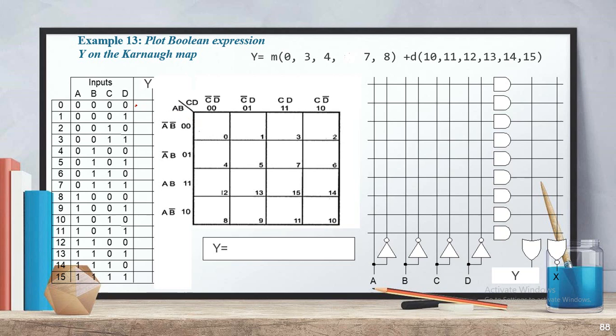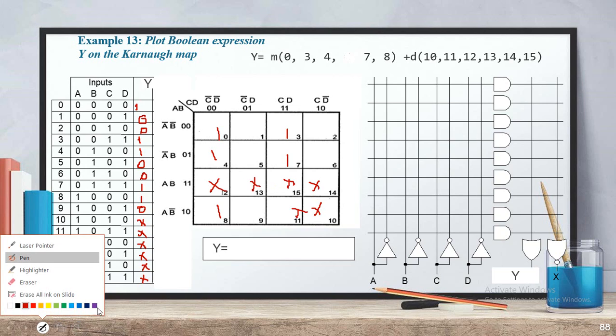In the next portion, Y, we already discussed wherever it is 1 we will get. So 1 is in 0, then in 3, then in 4, then 7 and 8. Then the don't cares are 10, 11, 12, 13, 14, 15. All the other portion fill with zeros. Same represented in the KMAP: 0 is present, 3 is present, 4 is present, then 7 present, 8 is present, and 10, 11, 14, 15, 13, 12 are don't care.